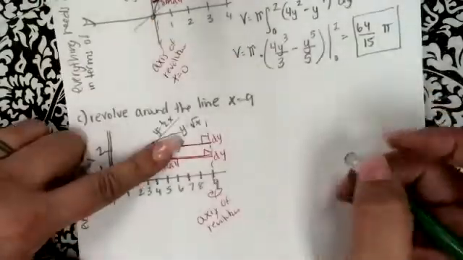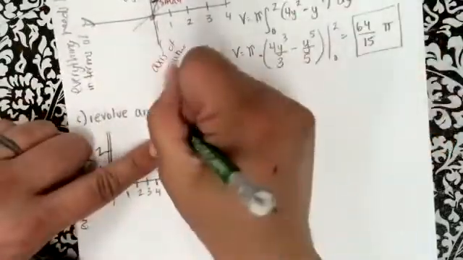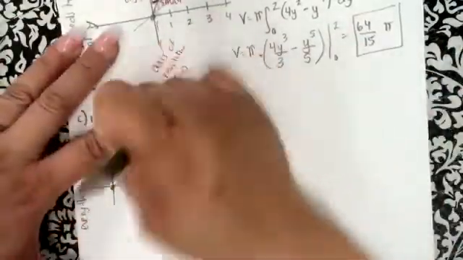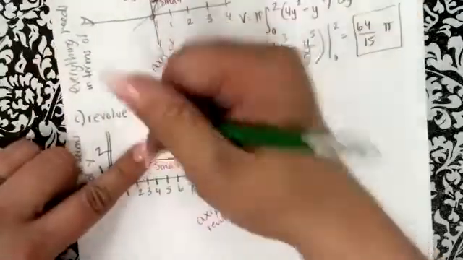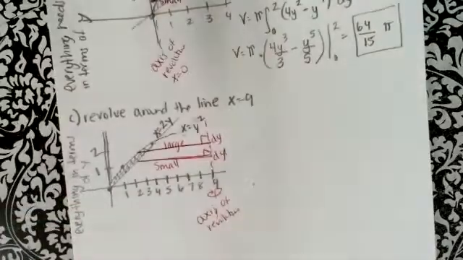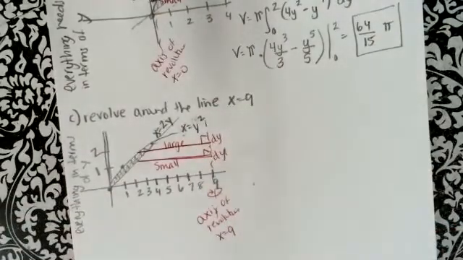So I don't want y equals square root of x. That's going to be x equals y squared. And I don't want 1/2 x. That's going to be x equals 2y. Now the axis of revolution is the line x equals 9.